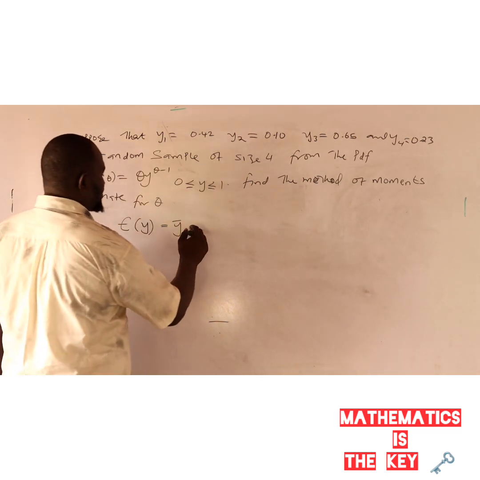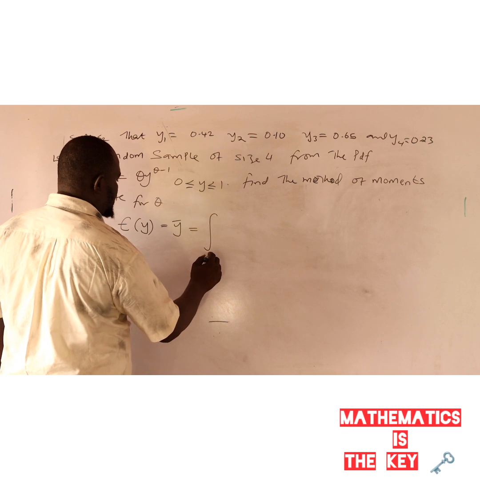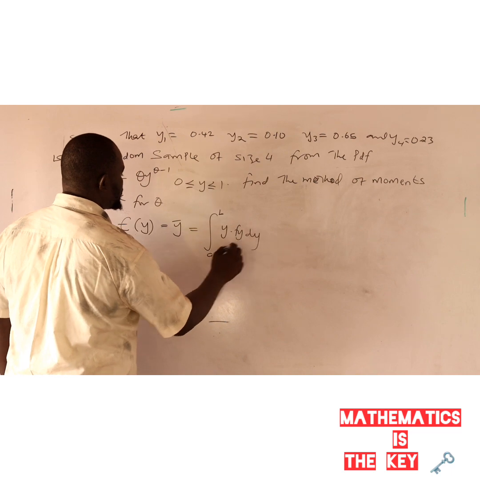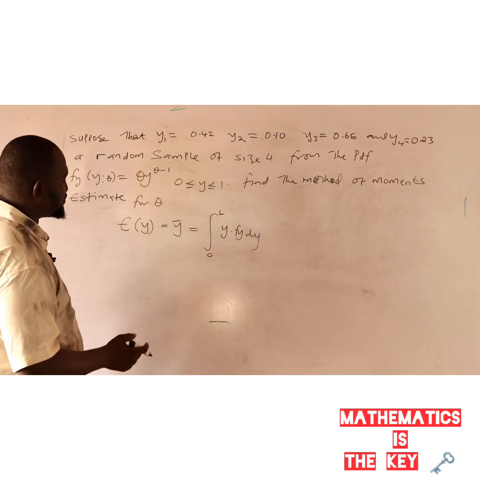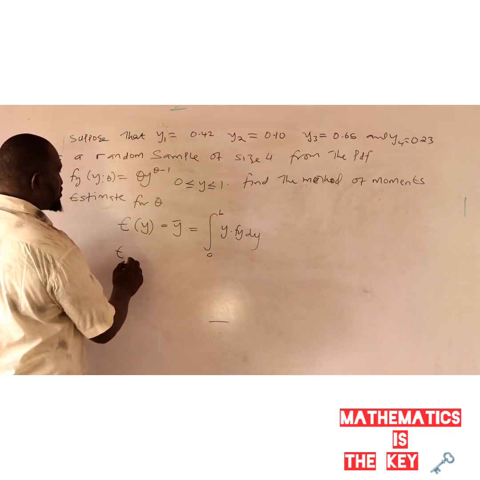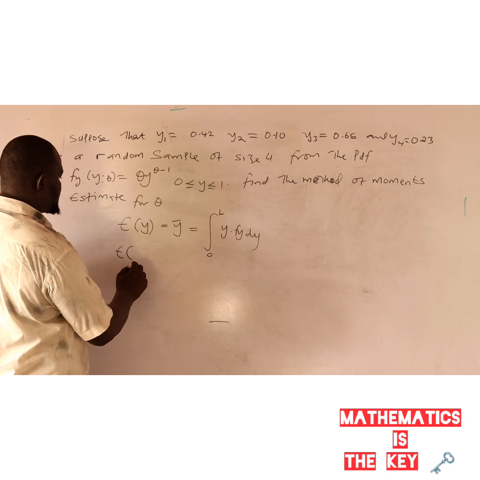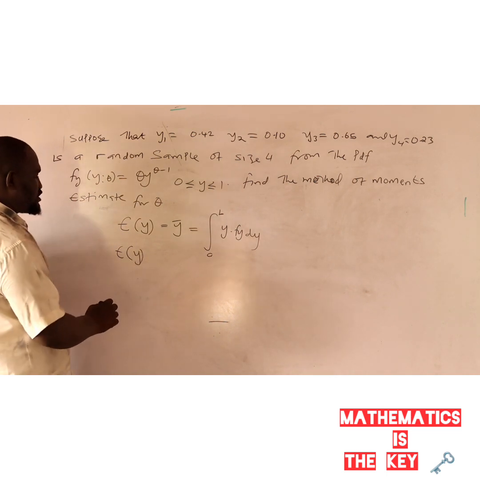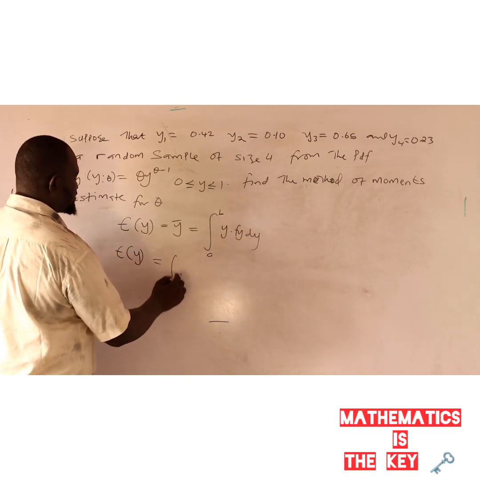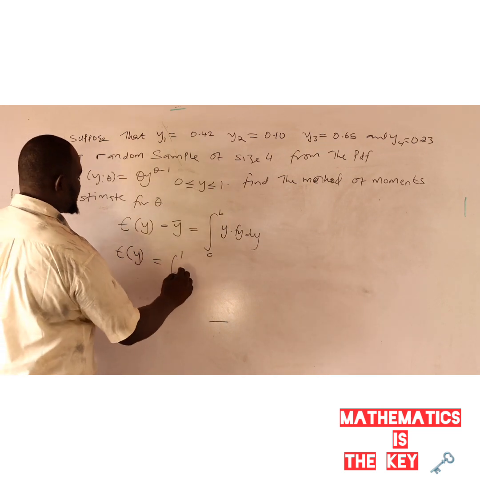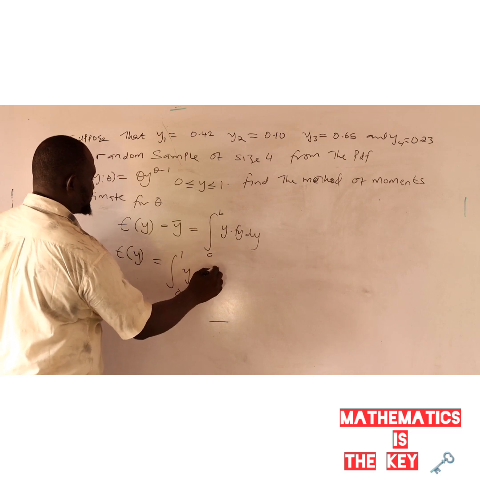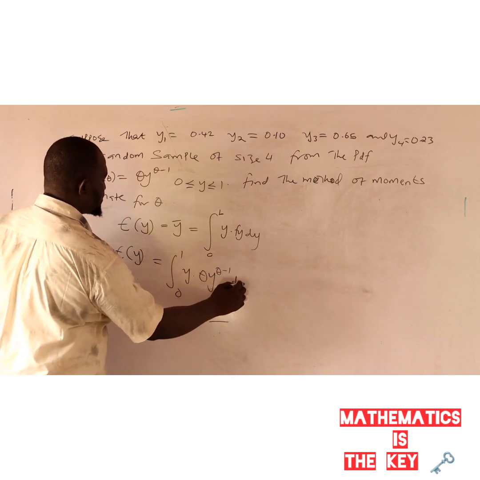At the same time, it is the integral from a to b of y f of y dy for a continuous function. So, in this example, the method of moment for the estimate of theta will have expectation of y equal to the integral from the interval 0 to 1 of y. And our function is what? Theta y to the power of theta minus 1 dy.